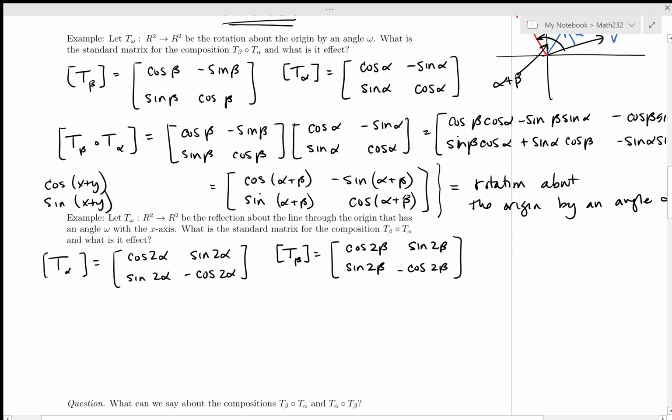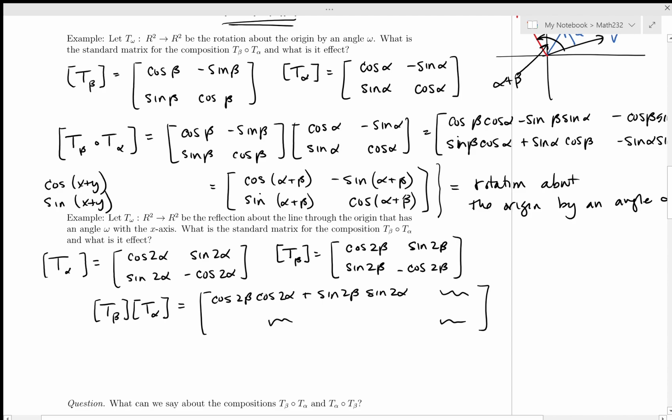Okay, I'm going to then multiply these two together. And what will I get? I will get a huge thing here. I'm going to put the first one here and leave the other 3 for you to fill in. This is going to be cos 2 beta cos 2 alpha plus sine 2 beta sine 2 alpha. So of course there's an entry here, an entry here, and an entry here. Do that multiplication and write out what those are.